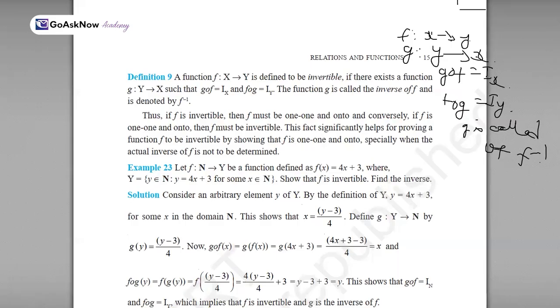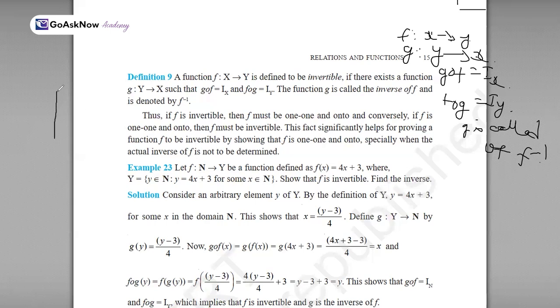Thus, if f is invertible, then f must be 1-1 and onto, and conversely. Okay, so if a function f is both 1-1 and onto, then only it will be invertible. Why? Because this condition should be fulfilled for a function to be invertible.